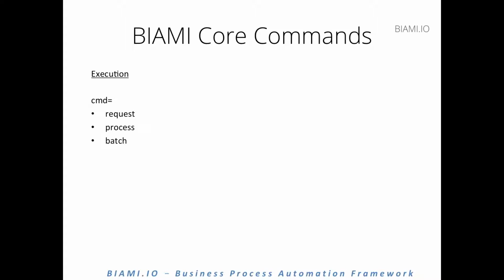So there are three major execution commands within BIAMI core software. You execute them with cmd equals and commands, and they are request, process, and batch. So request is just to request automation for a specific task or the process. Process is actually to execute that request. So you request automation first, and then you process that request. Now batch is if you would like to request and process a number of iterations of the same automation process at the same time, or one after the other, really.